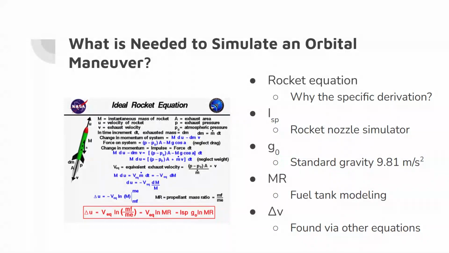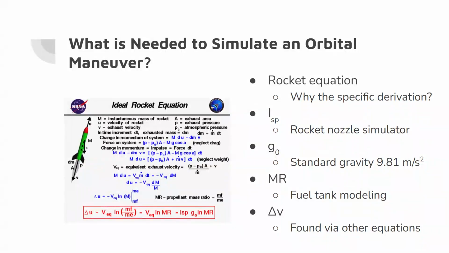The second one is standard gravity, which is just gravity at Earth's surface. And despite being at Earth's surface, it works everywhere. You can do it on the moon, you can do it around Mars, you can do it right on the sun if you really wanted to. And it's still the same value for that. The third one is what's called the mass ratio, and that's the mass of the full rocket stage divided by the empty rocket stage without the fuel, and that's put into a natural logarithm.